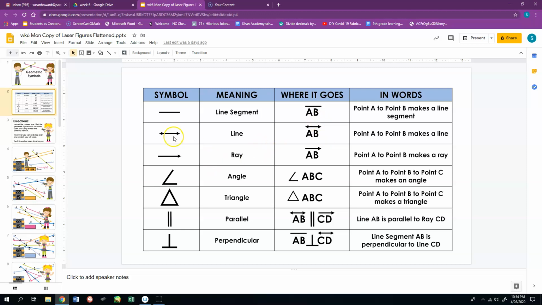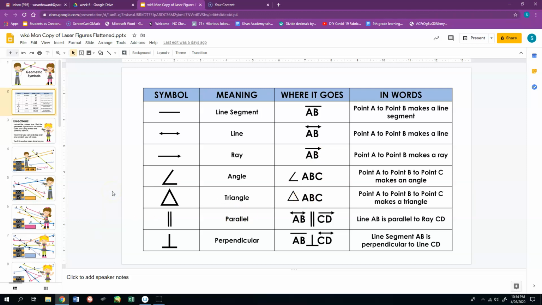For a line, you use a line with arrows at the end. You use 2 points on the line to name the line and make the arrow over top of it. If you have a ray, it has an end point and goes on forever in the other direction. You use 2 points to name the ray, and you put the ray symbol over top of the names of those 2 points.